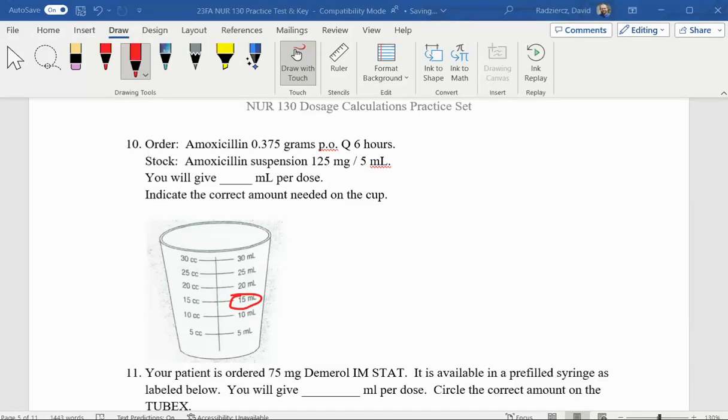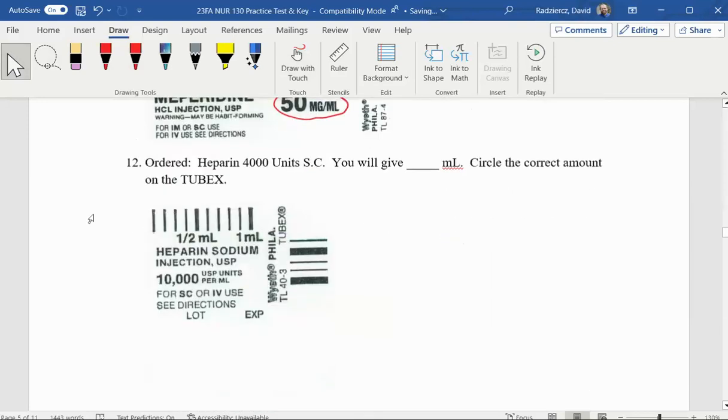Okay, question 12. Heparin, 4,000 units, SC is ordered. It wants to know how many mLs to give using the information on the tube. So I come up with you need 0.4 mLs. And so is that wrong? I was just going to say that's correct.